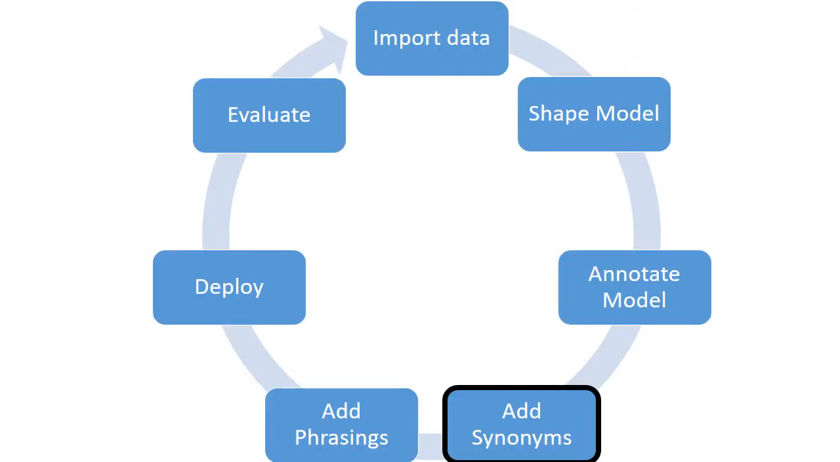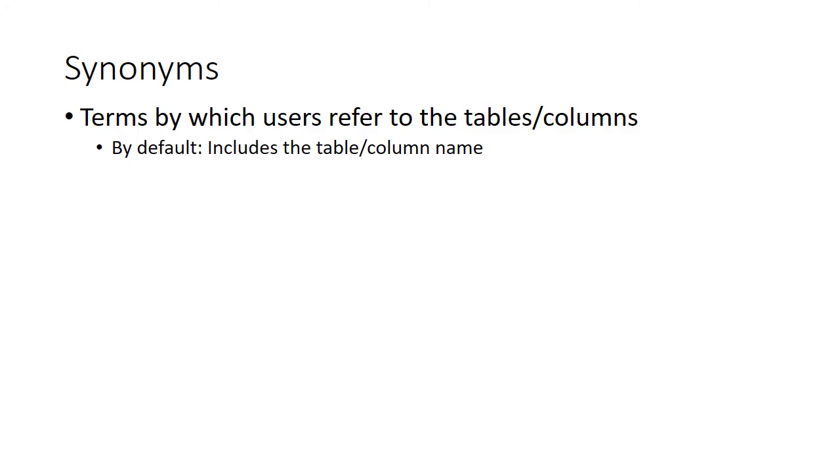The next step after annotating your model is to add synonyms to the tables and columns contained within it. Synonyms are simply the terms by which your users refer to the objects in the model. By default, that includes the table or column name itself. So if you've cleaned up your table names and column names in model shaping, the synonyms you get by default should work quite well. But you'll want to enhance that with additional terminology that the users are expecting.